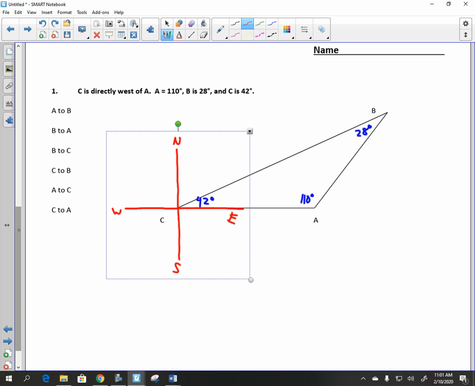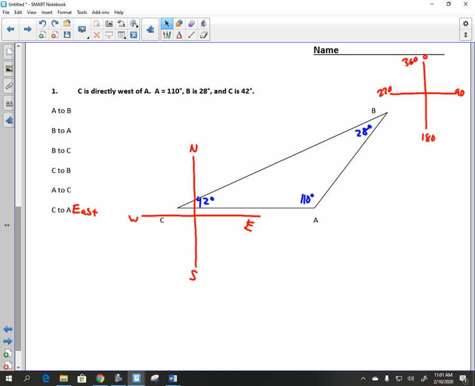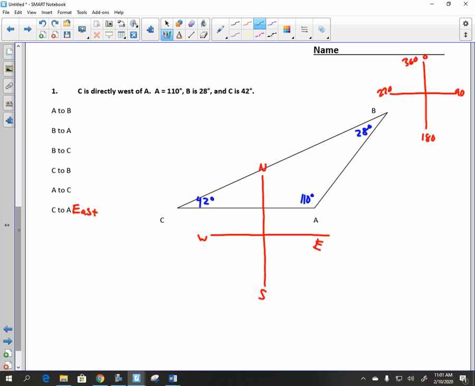What is the direction to get from C to A? It is east. I'm also going to write a numerical bearing. Do you remember what the numerical bearing was? We got 0, 90, 180, 270, and 360. So if you're going to describe the numerical bearing, we would say it's 90. So I'm going to write that down. 90 degrees. These mean the same thing. They're just written different ways.